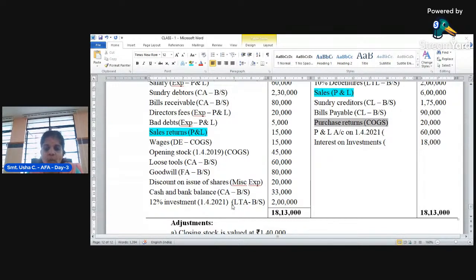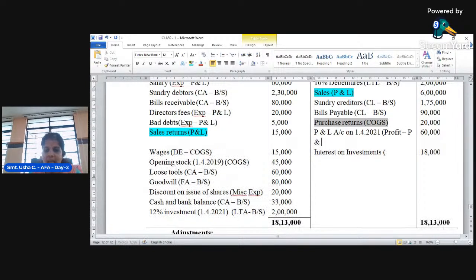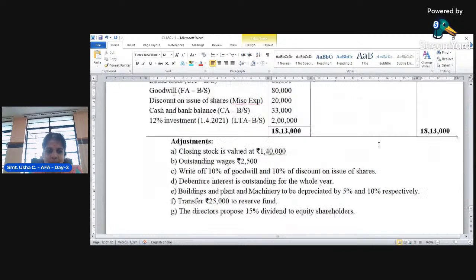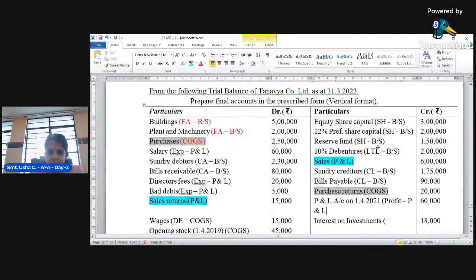Can anyone tell me what it is? Has anyone given an answer for the profit and loss account? Only one, two. Yes, very good. The profit and loss account on 1/4/2021 is a profit. It will be shown in the profit and loss statement. Okay.